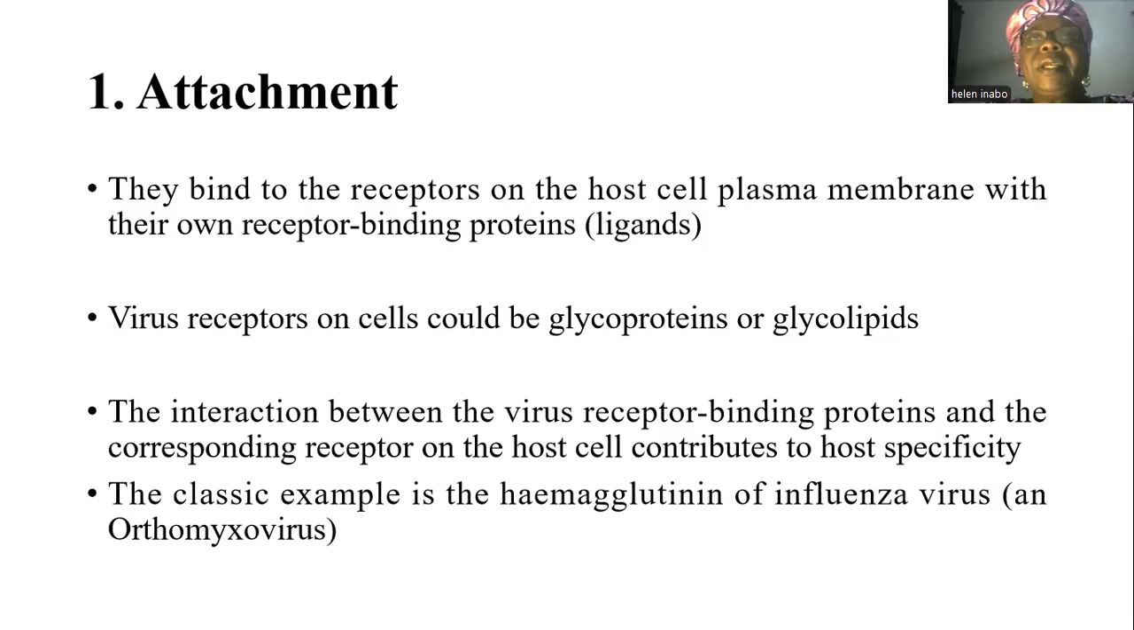The first step in the replicative cycle of a virus is attachment. Here, the viral particles bind to the receptors on the host cell plasma membrane with their own receptor binding proteins. The virus receptors on cells could be glycolipids or glycoproteins. The interaction between the virus receptor binding proteins and the corresponding receptor on the host cell contributes to host specificity. A classical example is the hemagglutinin spike of influenza virus.